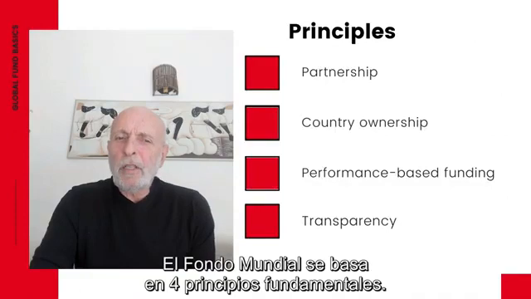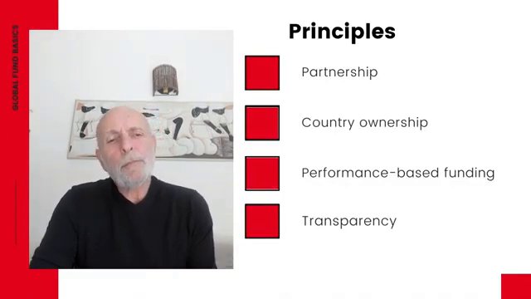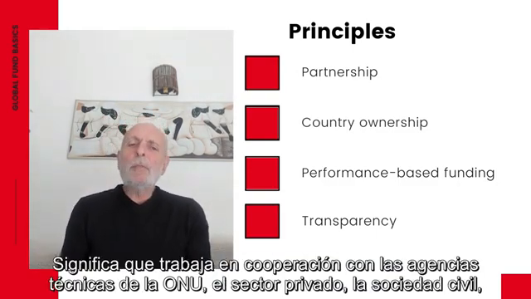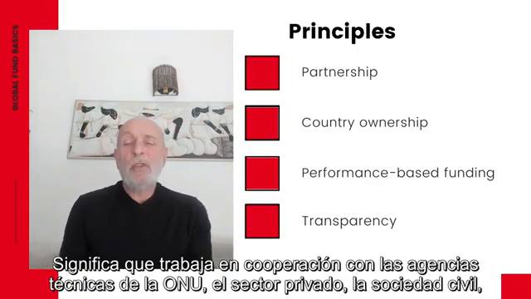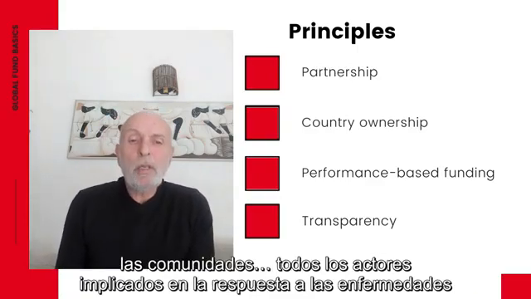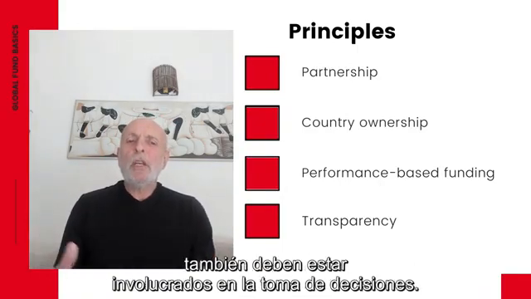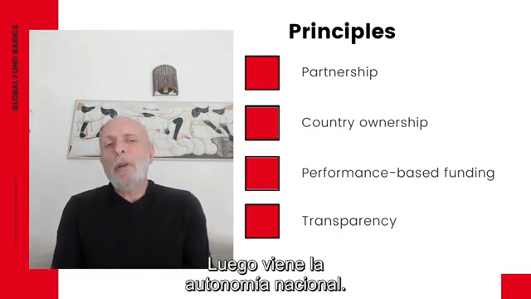The Global Fund is based on 4 fundamental principles. First, there is partnership, and that means partnership with the UN technical agencies, private sector, civil society, communities. All those involved in the response to the diseases should also be involved in the decision making. Then there's country ownership.